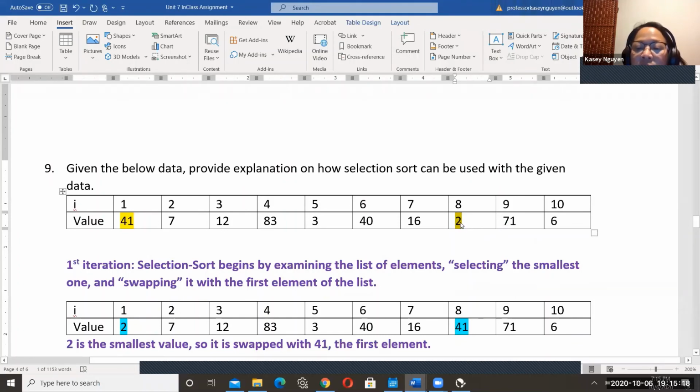So we move the 2 out to the temp, move the 41 to its place, and then move the 2 into the first element. So 2 and 41 swap.